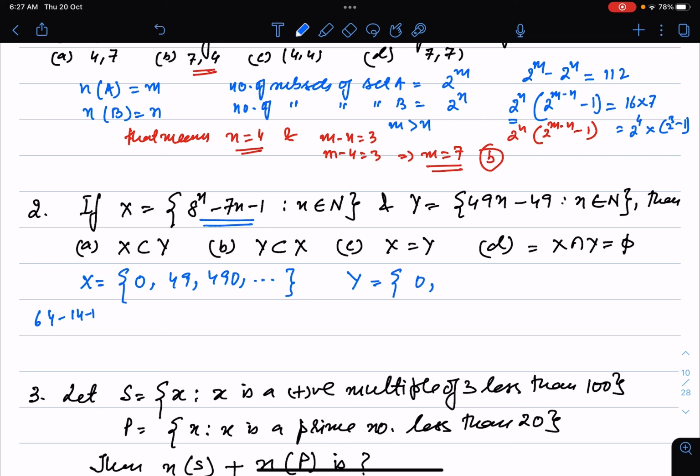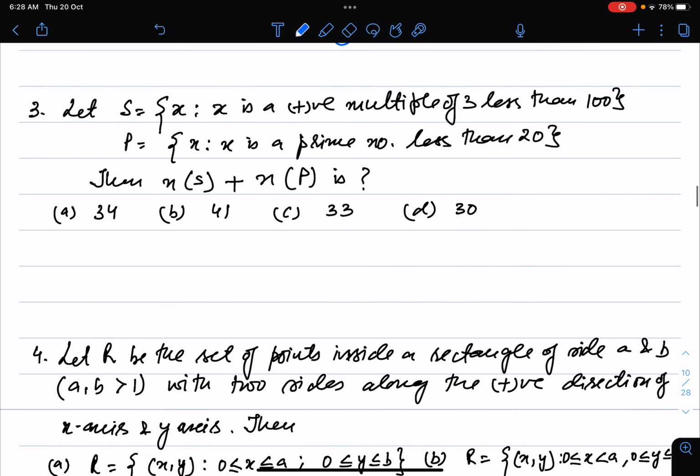Then put 1, it becomes 49. Put 2, it is equal to 98. Then 147, and so on. If I put n is equal to 11, it becomes 490. So now you can see all the elements which X contains are present in the Y. And Y has more elements than X. The important thing is all elements of X are contained in Y. So obviously we can say that X is a subset of Y. So A option is the correct one.